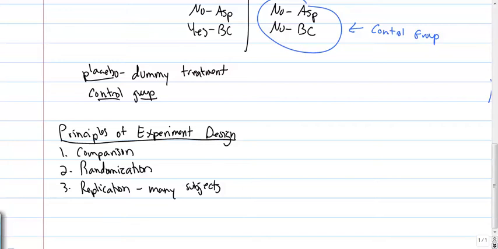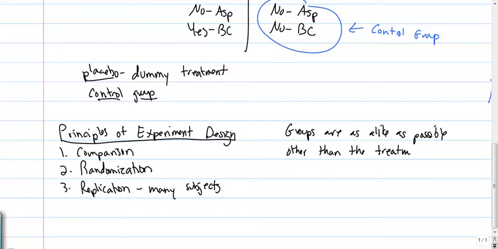So what we do is we take lots of physicians and place them into each of those 4 groups randomly, so that our groups are as alike as possible other than the treatment received. So replication and randomization allow us to get as homogeneous groups as possible, so that the only thing that's different about them is the treatment that's being received.